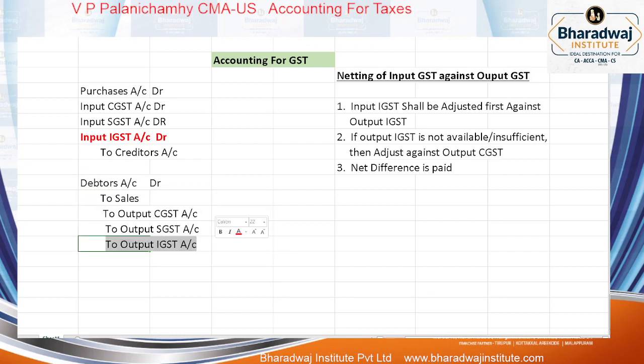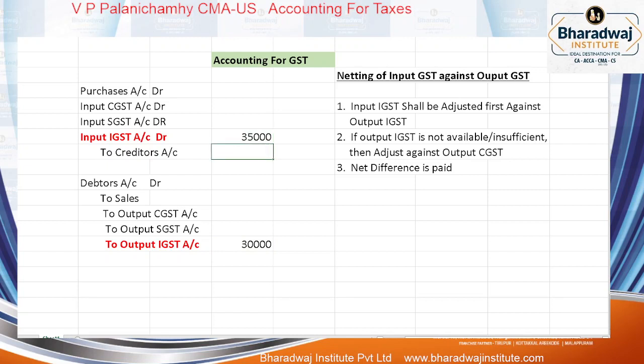Suppose if there is an interstate sale, you will put which one? Output IGST. Always you will try to net off output IGST first with input IGST. So input IGST first will be adjusted against output IGST. Suppose it is not available, for example, output IGST is available only to the extent of 30,000, and input IGST is available 35,000.